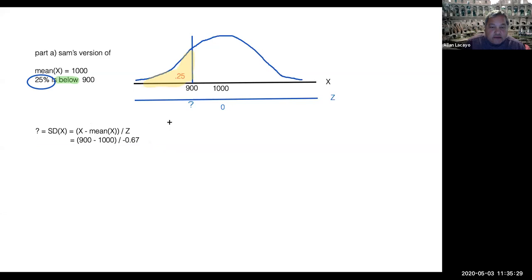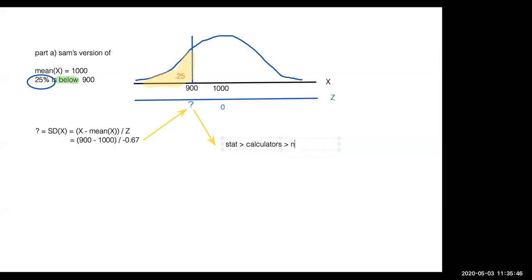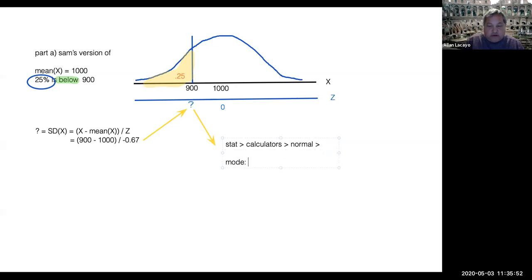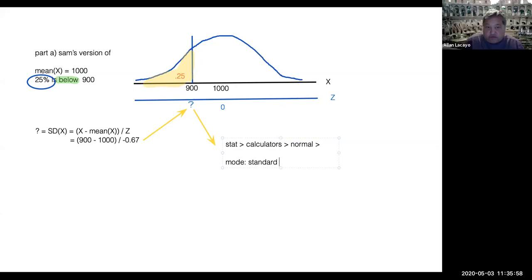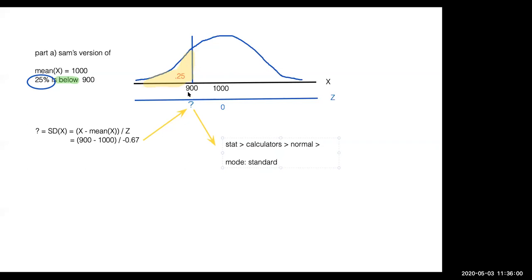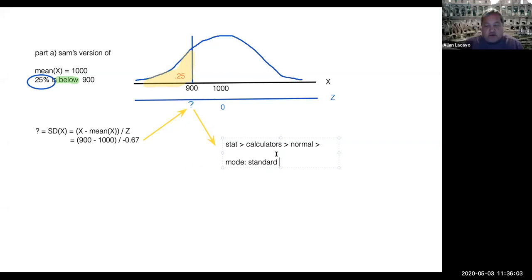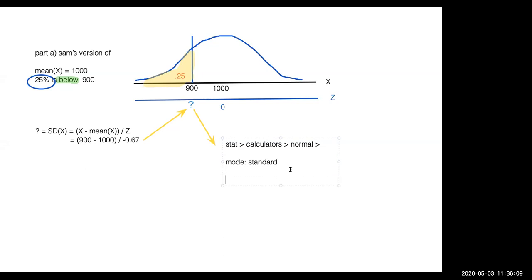And the way you find that is you use StatCrunch's normal calculator. And the mode of the calculator is standard. Not just between, like always? No, not always. Sometimes you need two numbers because sometimes you need a middle value. In this problem, all four parts are standard, but not in every problem. The last half of that question goes between.